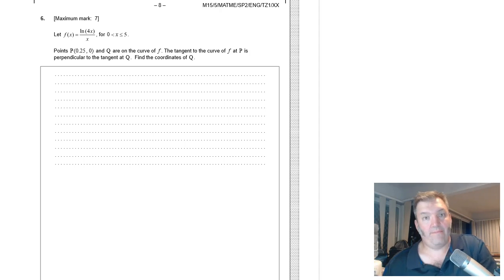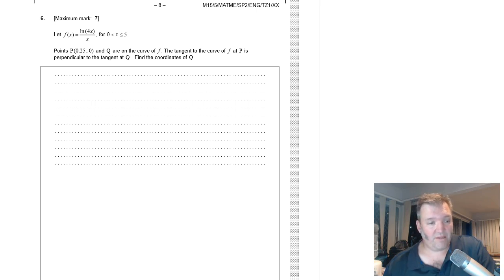Alright, back again. May 2015 IB SL Maths. This is paper 2, time zone 1 for the May 2015 papers. We've got a function here, f(x) = log of 4x divided by x, defined over the domain 0 < x ≤ 5.